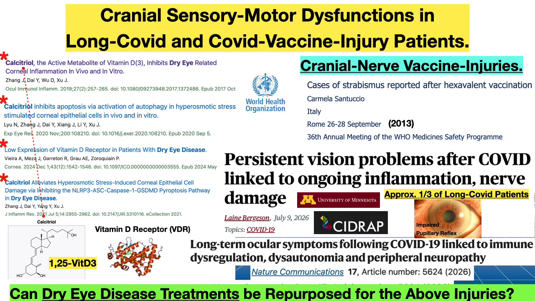With MRI diagnostics on the horizon to identify inflamed ciliary ganglia, what type of therapies can be brought into play for these patients, these types of cranial nerve injuries? On this channel, we have been discussing dry eye disease treatments that could be potentially repurposed for these types of injuries. These include the kidney metabolite of vitamin D3, calcitriol, which has been found to inhibit dry eye-related corneal inflammation both in vivo and in vitro.